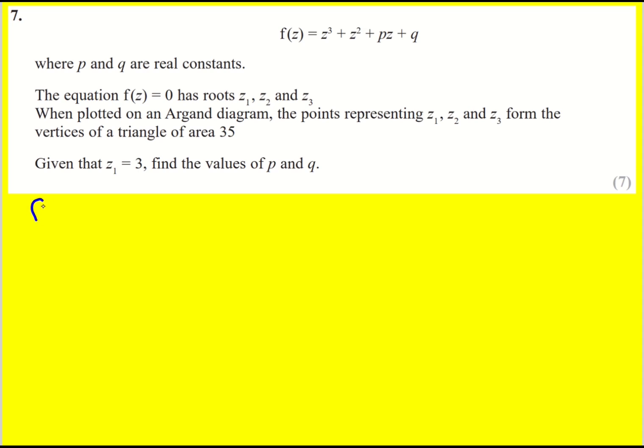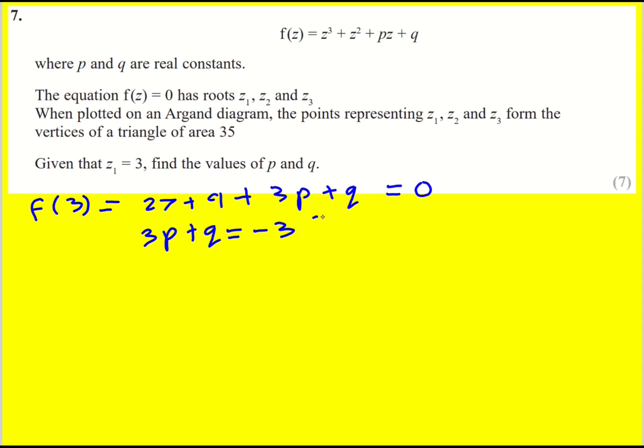The first thing I can do is sub in that 3. f(3) is going to equal 27, that's 3 cubed, plus 9, plus 3p plus q, and it's going to equal 0, which means 3p plus q is going to equal minus 36. Right, so we've got an equation. What to use next? We might think to try the area of 35, because it is another piece of information that we have. We'll see there is another, in fact.